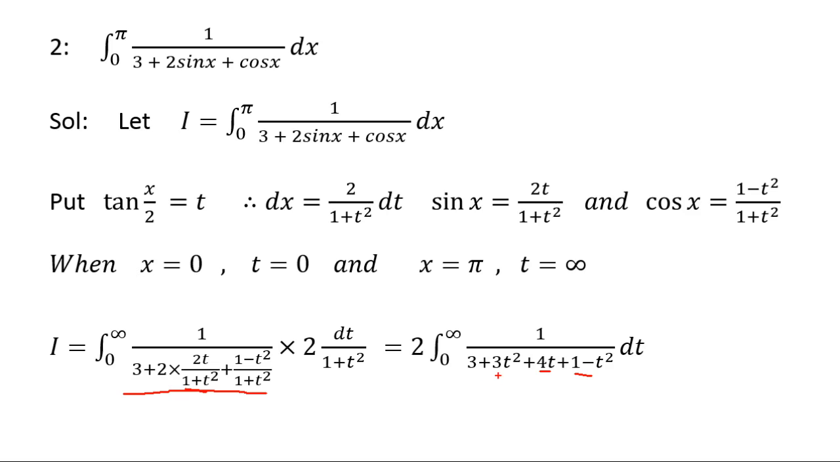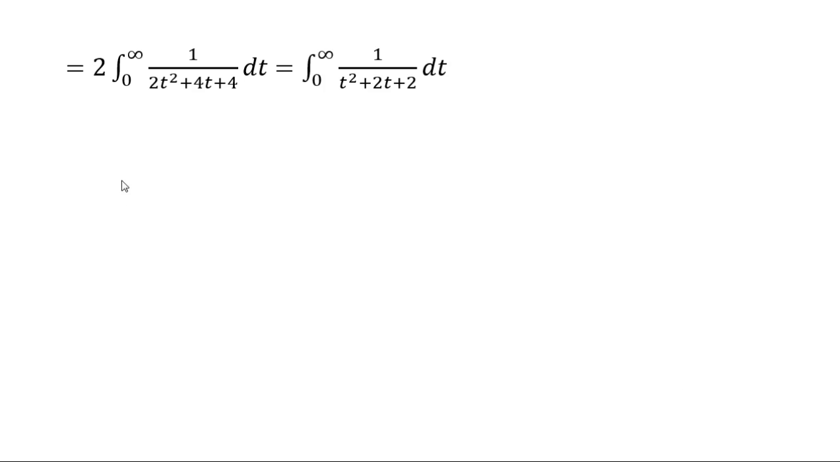Okay, so this 3t square minus t square, their sum is 2t square. This 3 plus 1, their sum is 4. So 2t square plus 4t plus 4. We can take 2 common. And that will get cancelled with this 2. म्हणजे तो 2 आपण याच्या बरोबर कॅन्सल केला. So this expression becomes t square plus 2t plus 2.